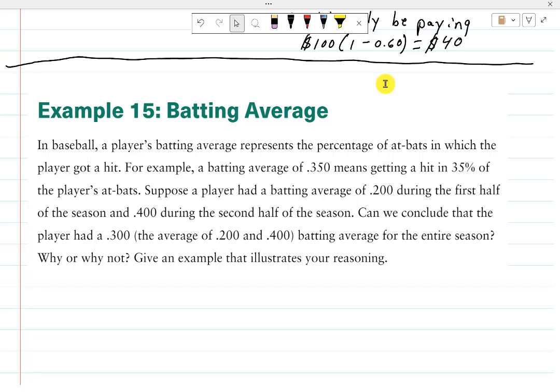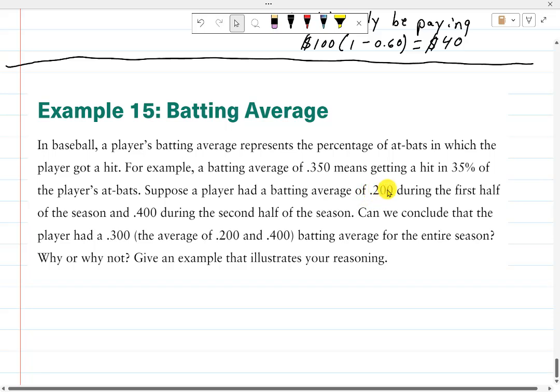Here we have a baseball player who, in 1 year, the first half of the year, the batting average was 200. Pretty low for a baseball player. But the second half of the season, they were at 400. And so it says, can we conclude that the player had an average of 300? That means if we just average the 200 and 400 averages, would that come out to 300? And the answer is no. It depends on the number of times they were at bat.